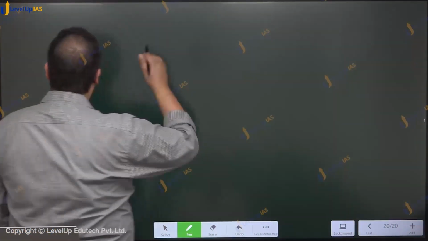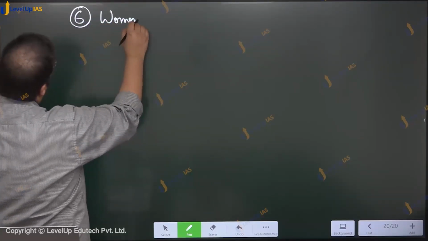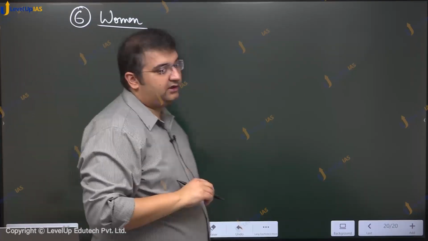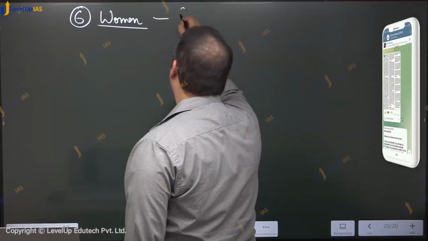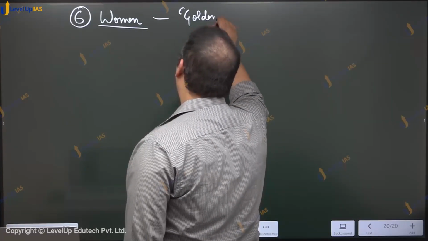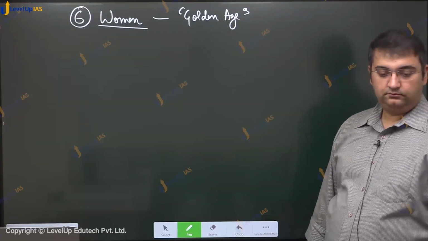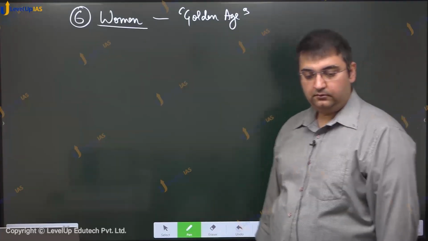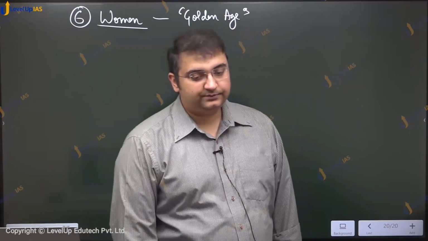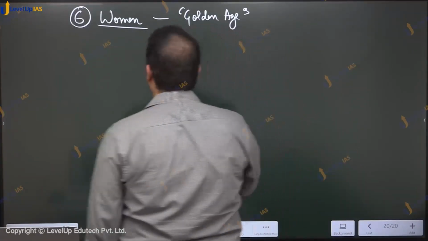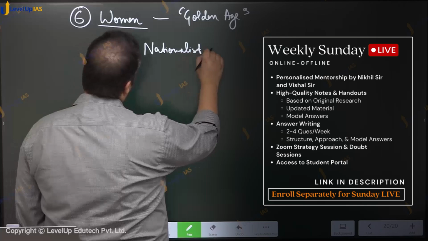Then what was the condition of women like? There is one particular group of scholars that claims that the early Vedic age was a golden age for women. Who do you think was putting forward such ideas? Which group of historians? Nationalist historians. So this was a nationalist interpretation.